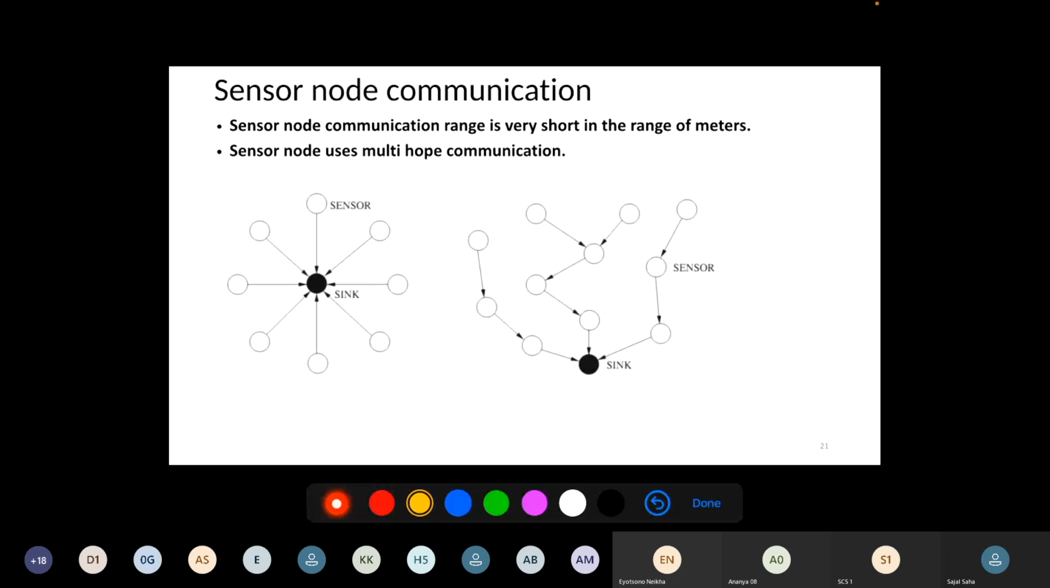Okay. Now the sensor node communication. In the sensor node communication, I already told you there are two types of communications. One is called single hop communication. Another is called multi-hop communication.